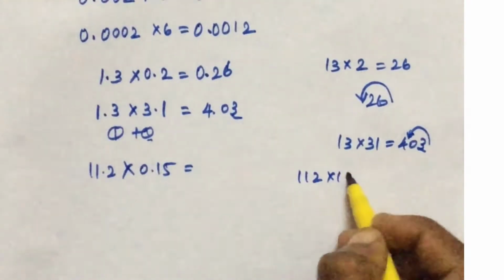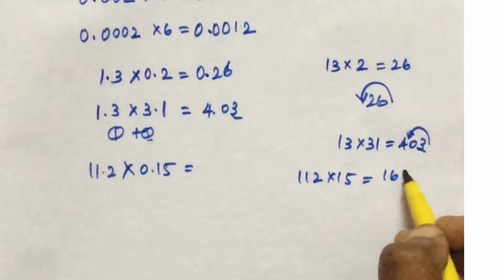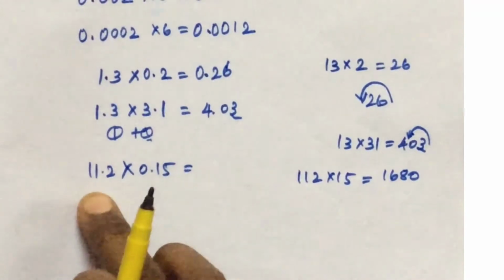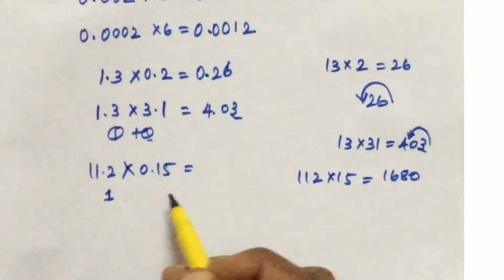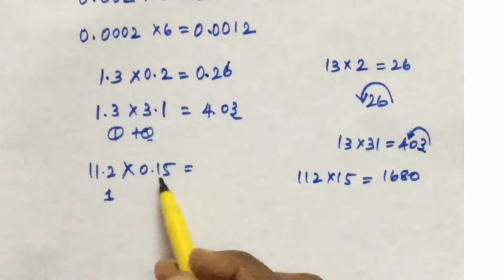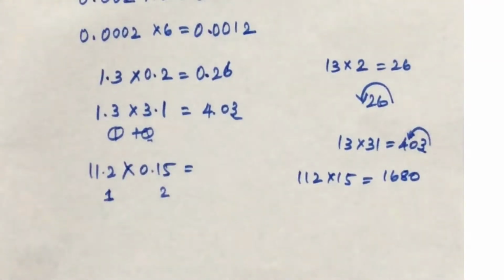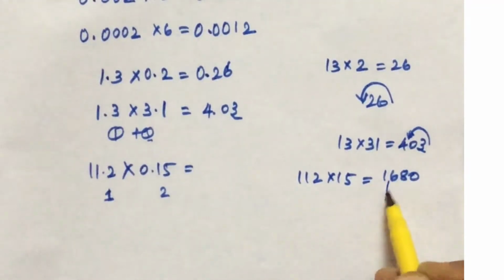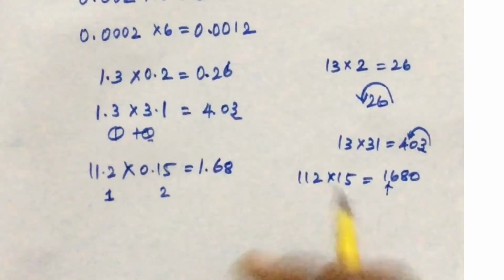Multiplied by 15, that is 1680. You just multiplied 112 by 15. Now you count: here there is 1 digit, here there are 2 digits. So 1 plus 2, totally there are 3 digits. So from here you have to move 3 digits, 1, 2, 3. So the answer is 1.68.